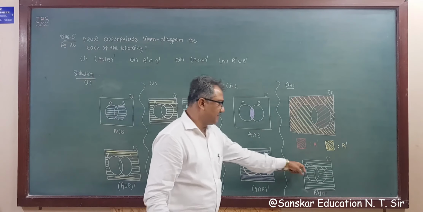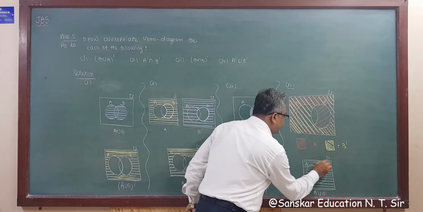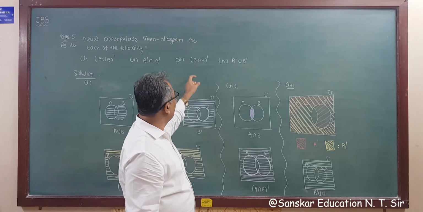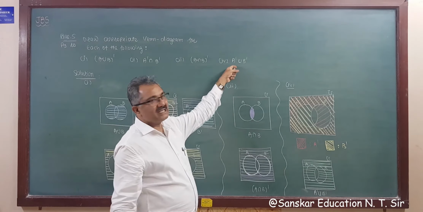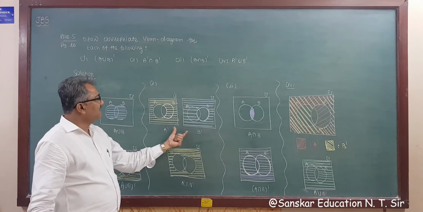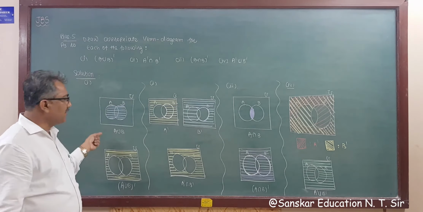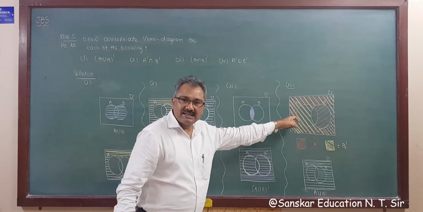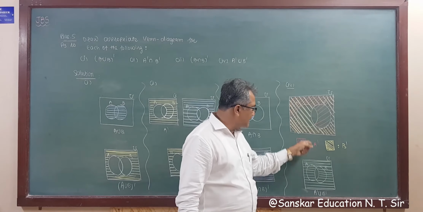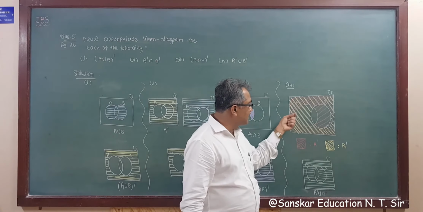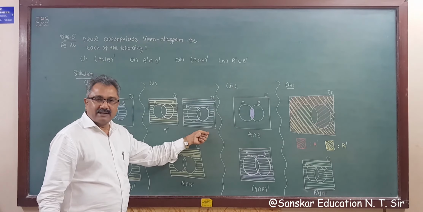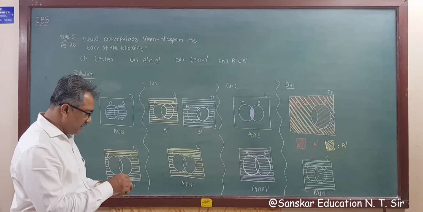Now compare these two figures. Both are the same. That means another rule of De Morgan's law, (A intersection B) dash is equal to A dash union B dash, is verified by Venn diagram. If you don't want to draw these two figures, you can represent it in one figure like this also. But then you have to give some notations that this is A dash and this is B dash, because otherwise you are not able to tell which is which.